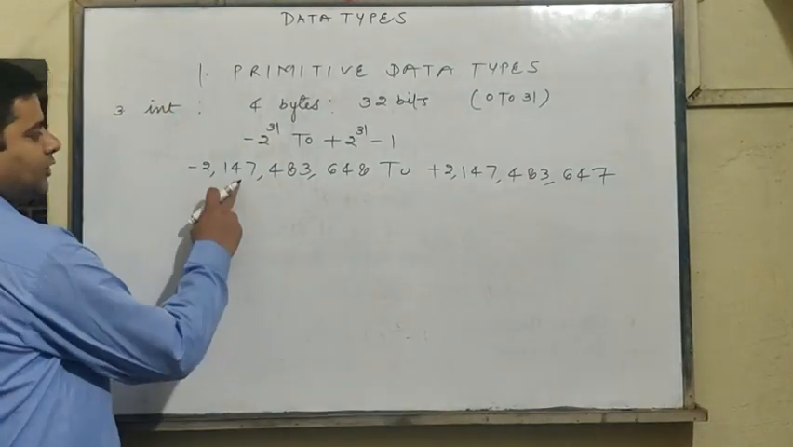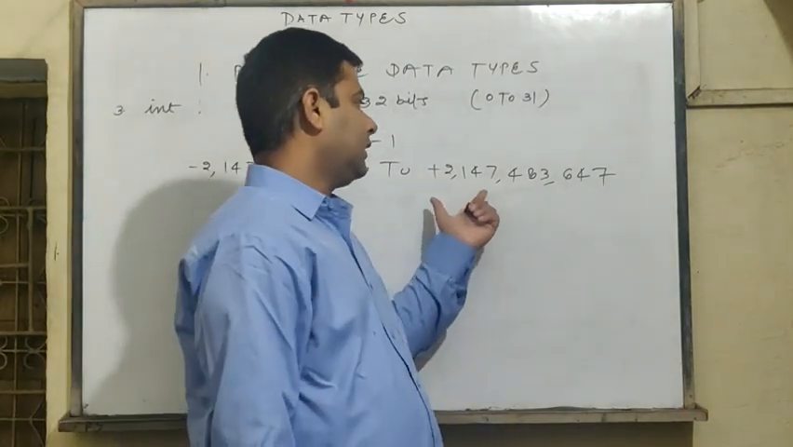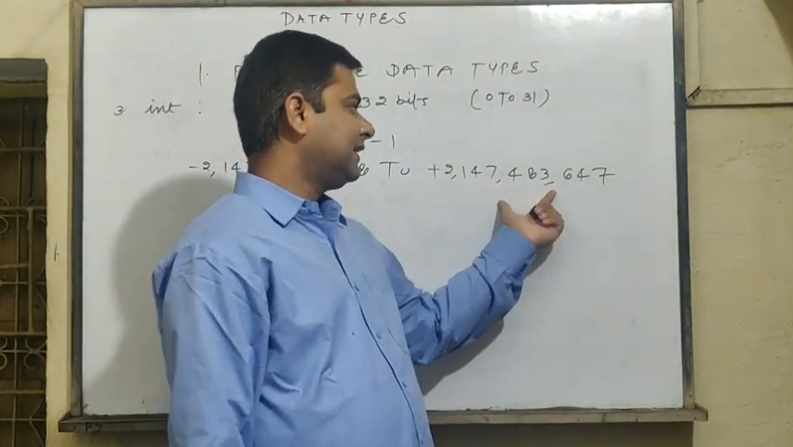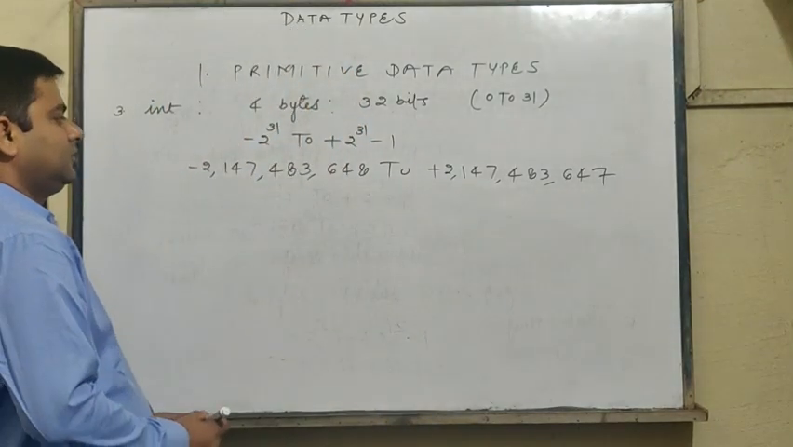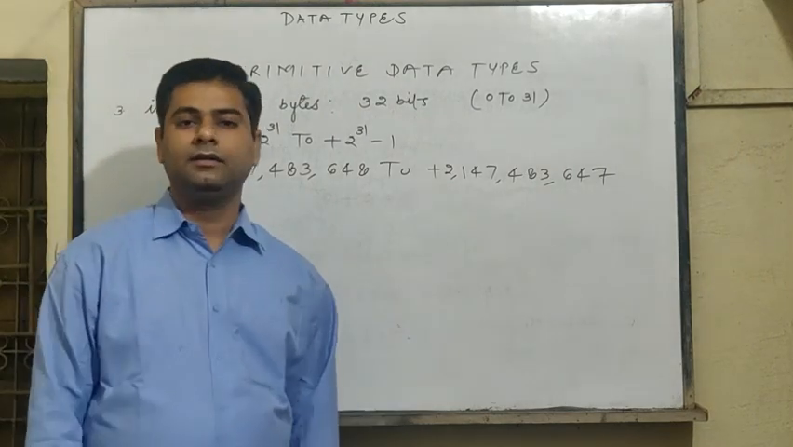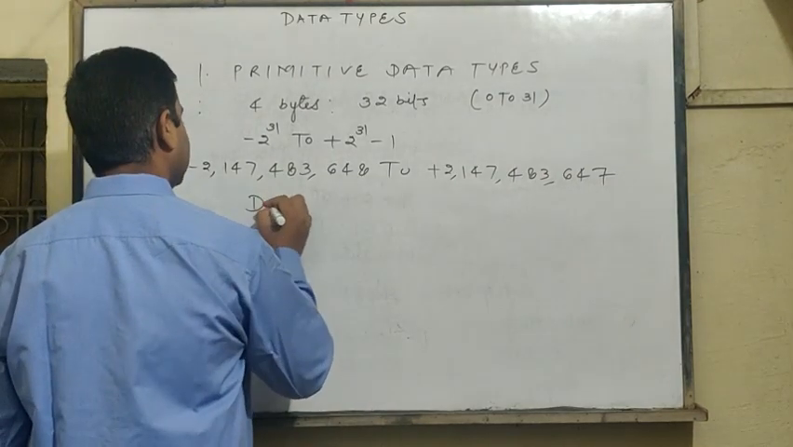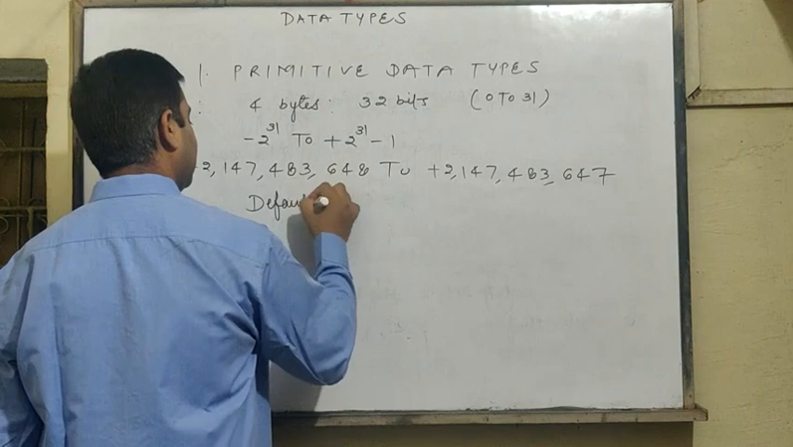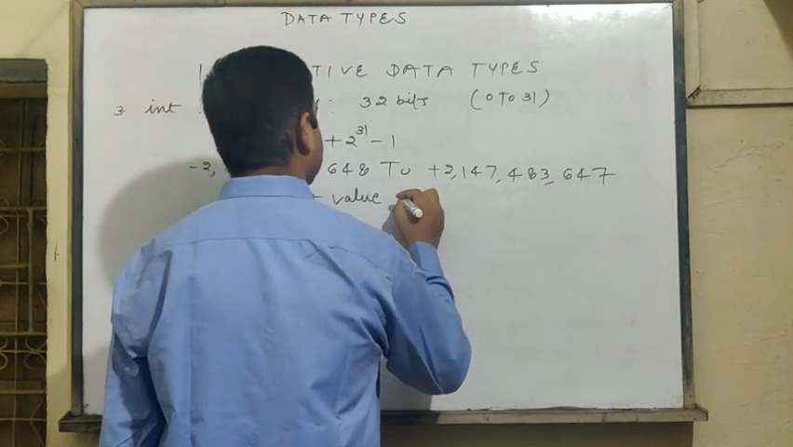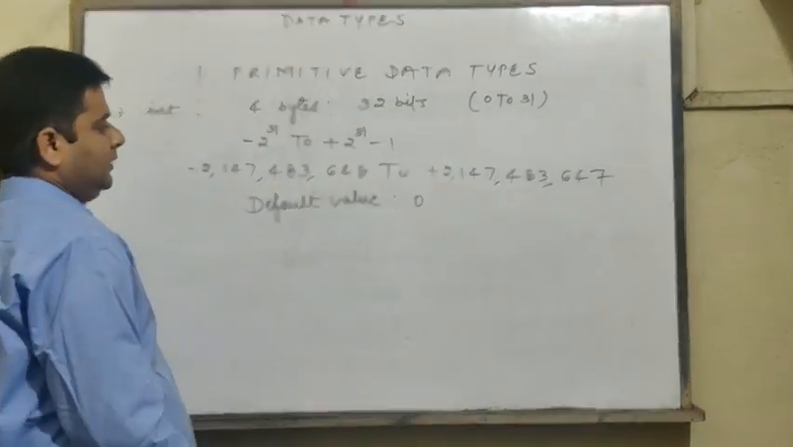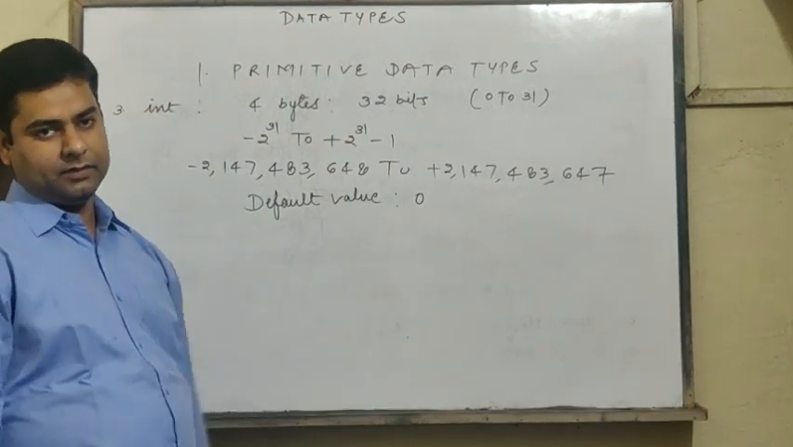Like 2 arab 14 crore 74 lakh 83,648, and plus 2 arab 14 crore 74 lakh 83,647. Okay. So this is the minimum value, and this is the maximum value that we can store in integer data type. And its default value is 0. Isn't it? If you are not initializing any value of integer data type, it will automatically store 0.